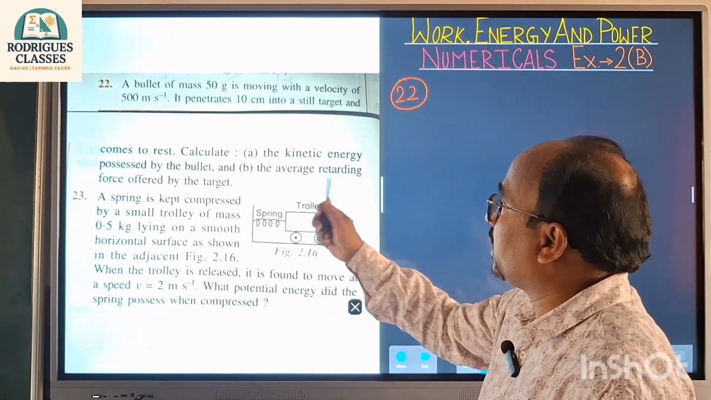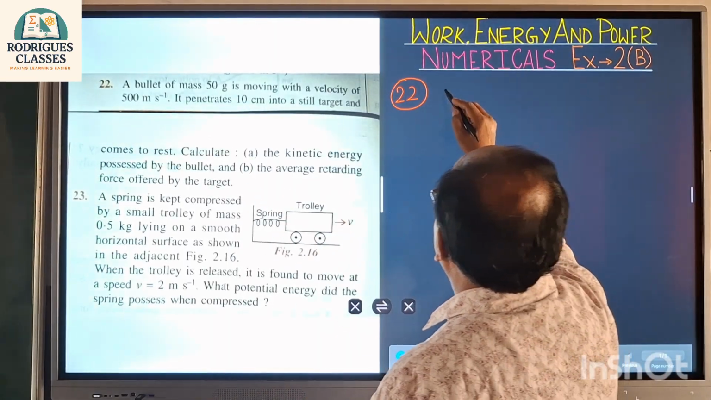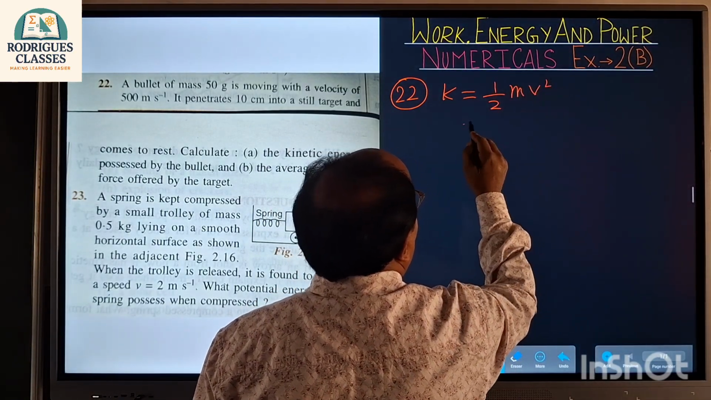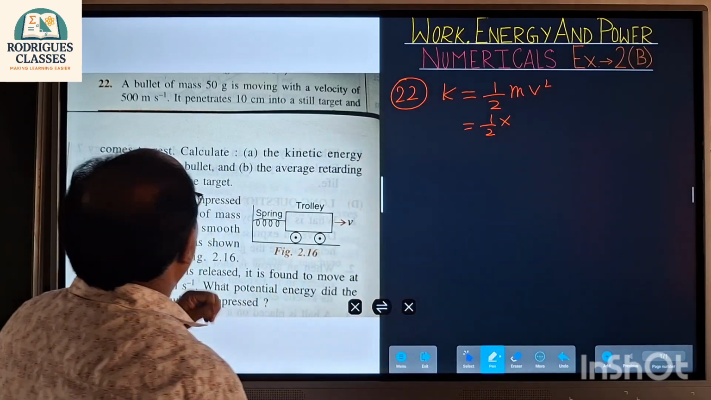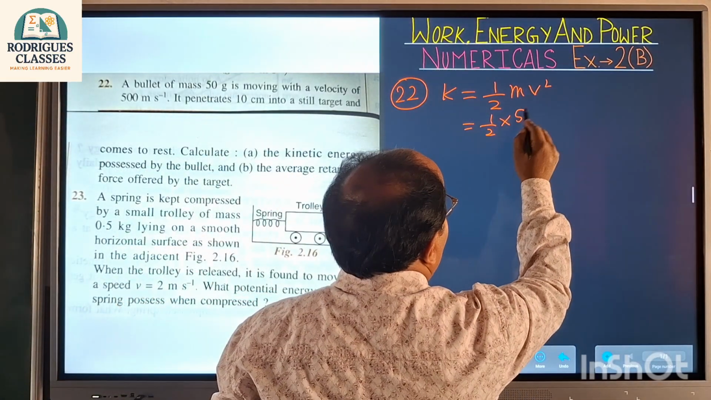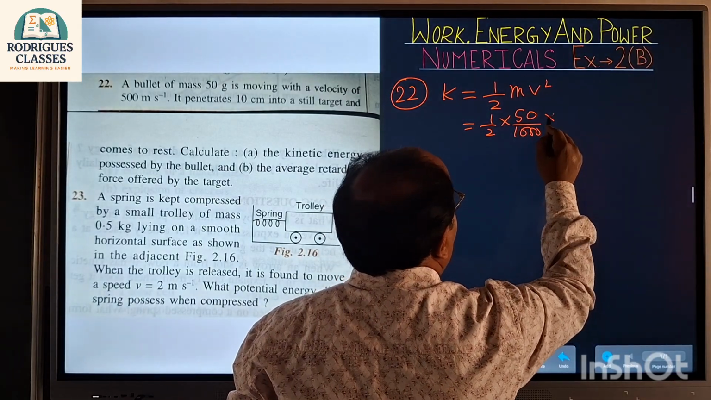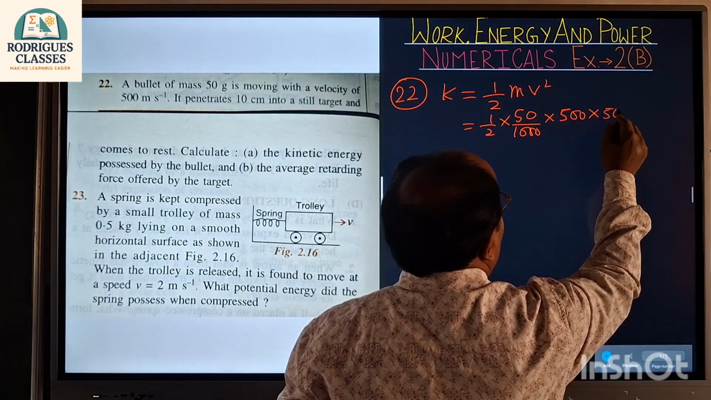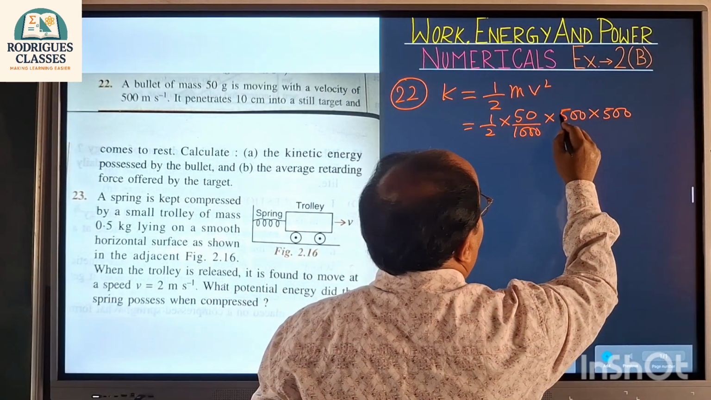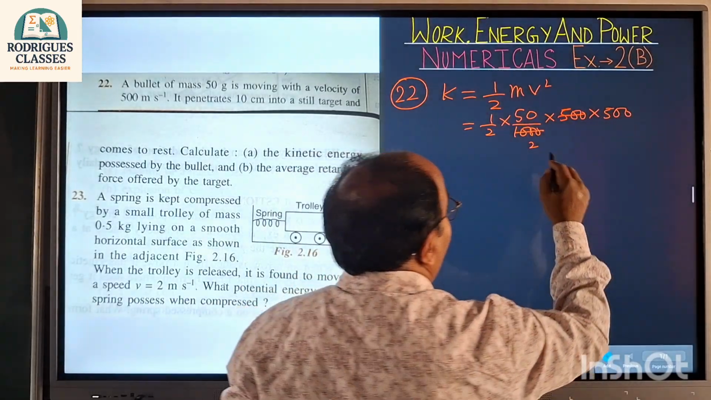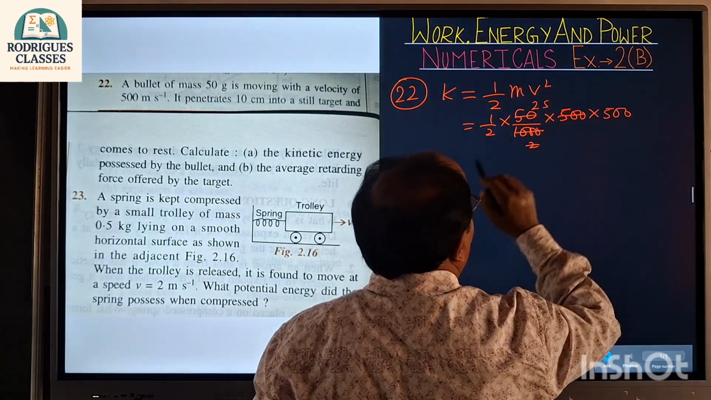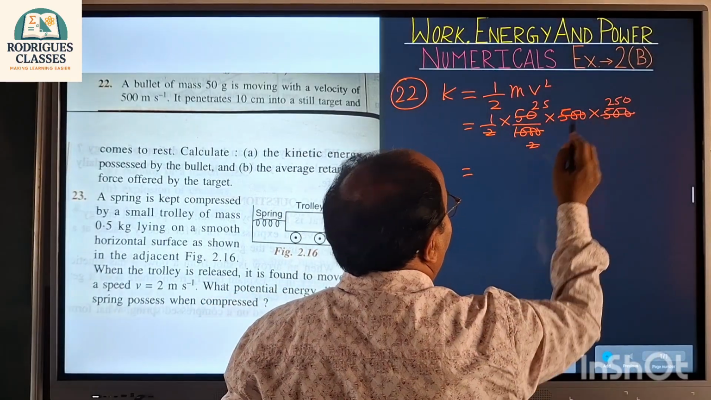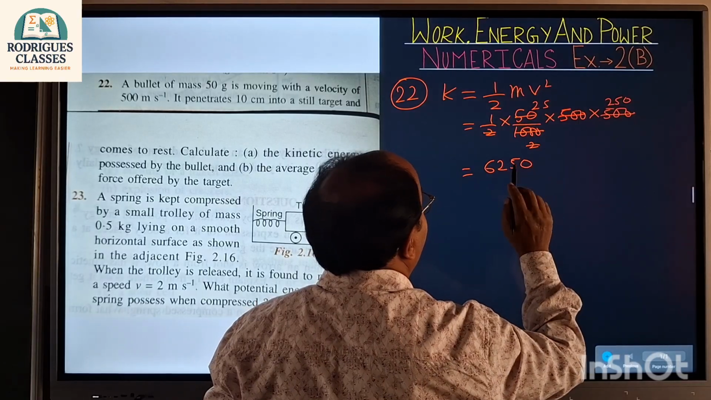First of all, we are asked to find the kinetic energy possessed by the bullet. So we write kinetic energy equals half mv square. So half into the mass, which is 50 gram, changing it into kilogram by dividing by 1000, and the velocity is given as 500. So 500 into 500, because v square is there, so we can reduce it. It will go 2 times here. I can cancel this 25 here, and I can cancel this as 250. So we have a 25 and a 25, which is 625, and then a 0.